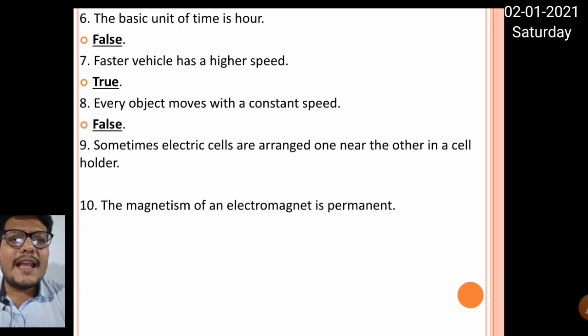Sometimes electric cells are arranged near the other cell in the holder, right? There is a cell holder you can observe in the remote. So yes, they are arranged nearby one another. So it is true. The next one, magnetism of electromagnet is permanent. Electromagnet means whenever you are passing current through the coil, it behaves as an electromagnet. But when you switch off the current, it will not behave as a magnet. So it is not permanent, it is temporary. So the statement is false.